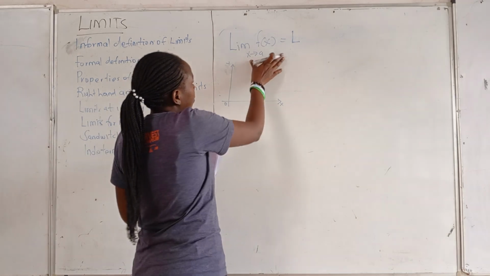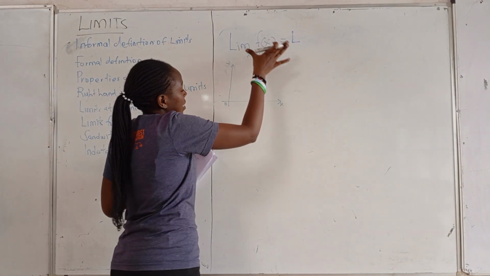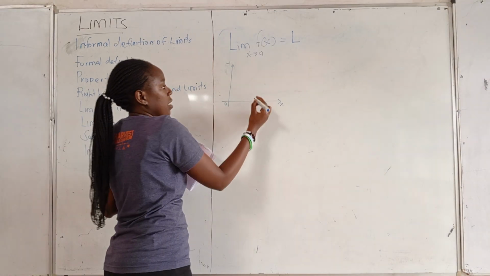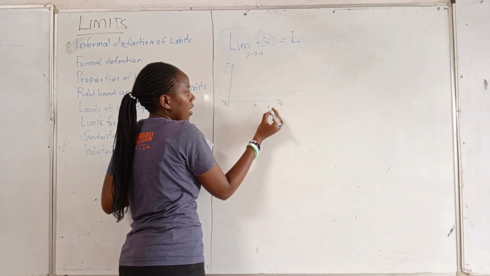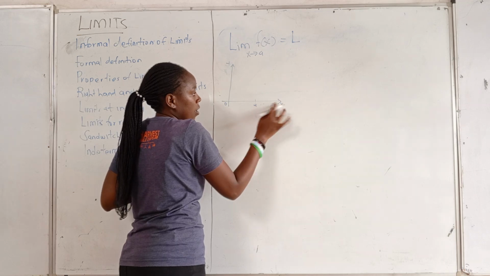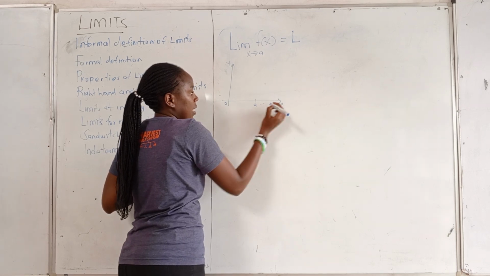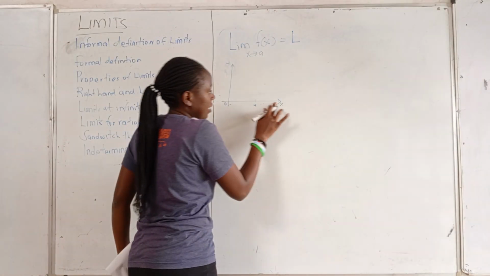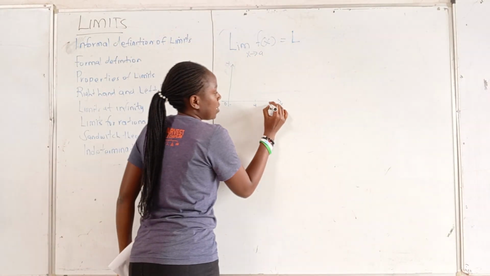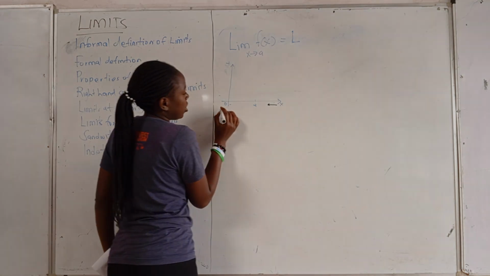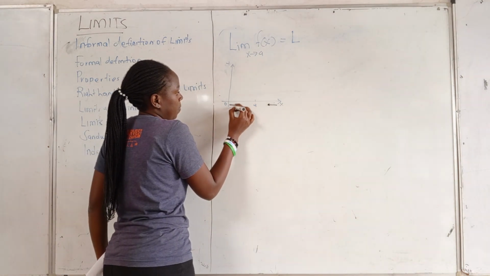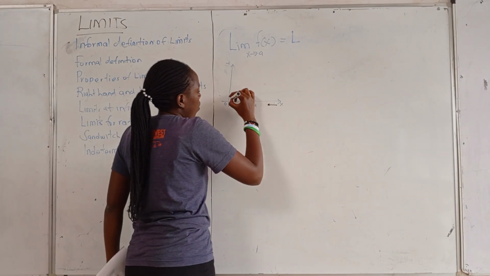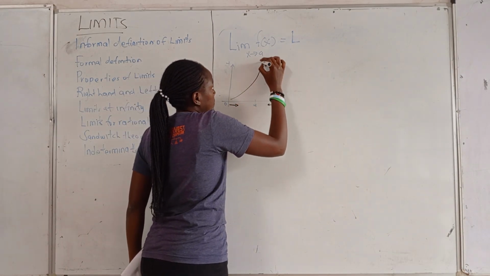So what this statement says is that our limit of f of x as x approaches a, so assuming that our a is here, x approaches a from the positive side, and it also approaches a from the negative side. Yes, and then now we have our Cartesian plane, we have our function, which is f of x.